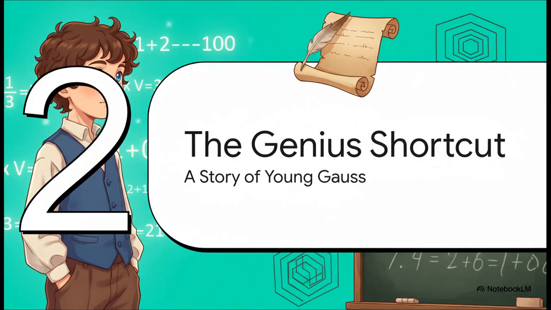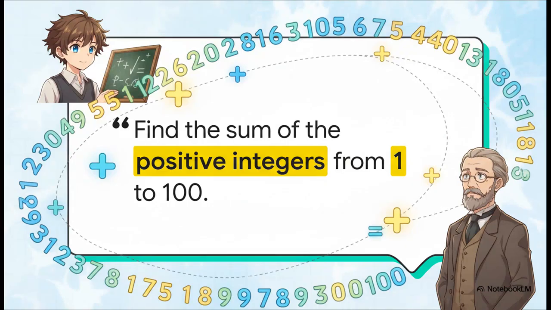And this amazing shortcut was figured out by a 10-year-old boy who would grow up to be one of the greatest mathematicians ever, Carl Friedrich Gauss. The story's pretty famous. His teacher wanted to keep the class busy for a while, so he gave them what he thought was a really tedious task. The challenge was simple. Add up all the whole numbers from 1 all the way to 100. The teacher probably thought he had a good hour of peace and quiet ahead of him. But to his absolute shock, young Gauss shot his hand up with the answer almost immediately.